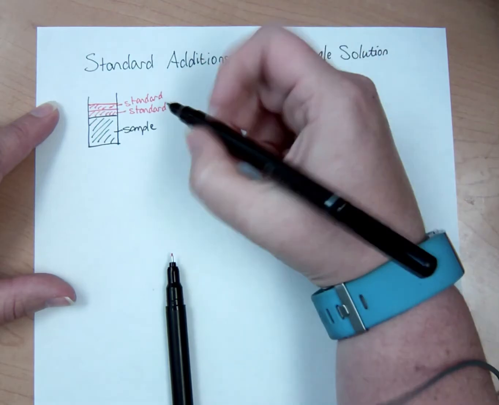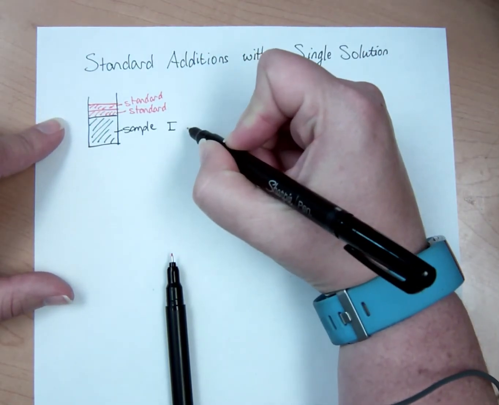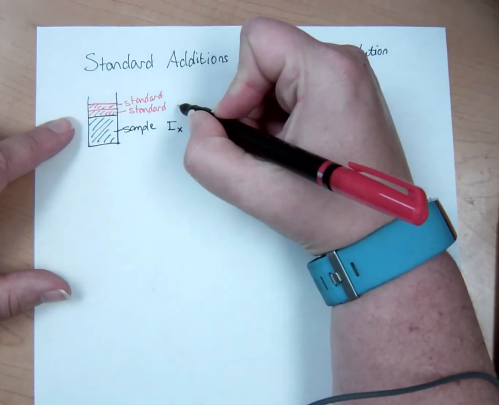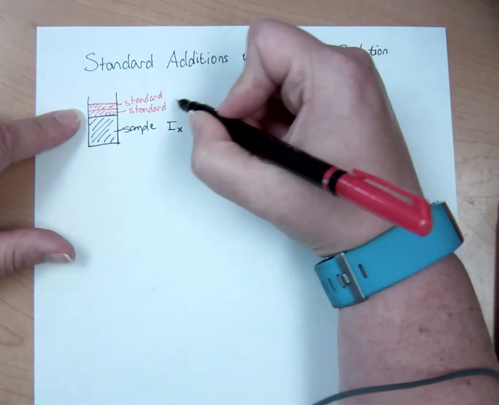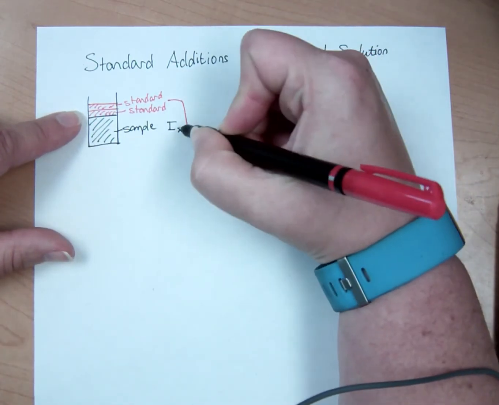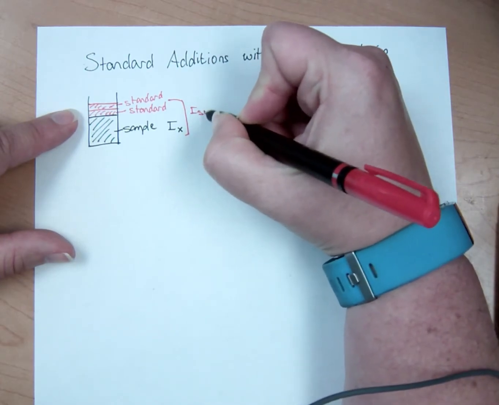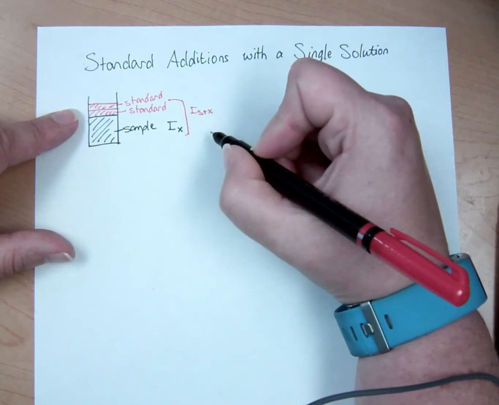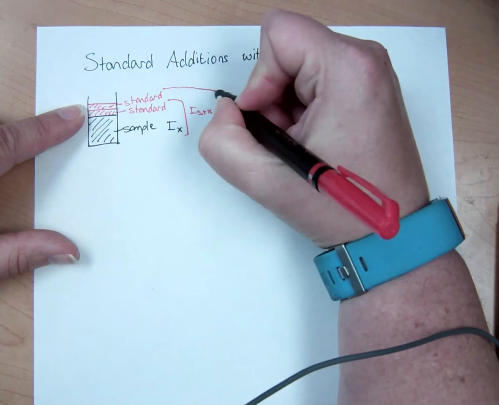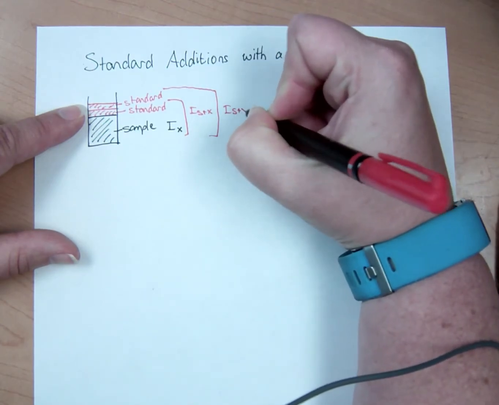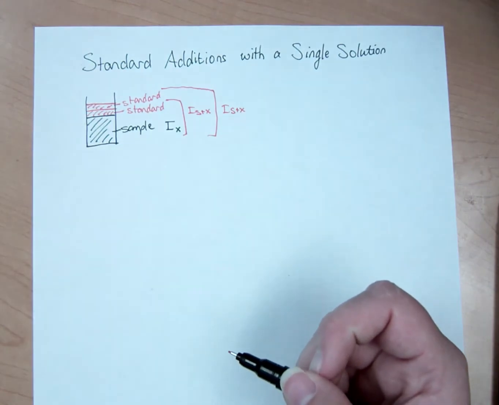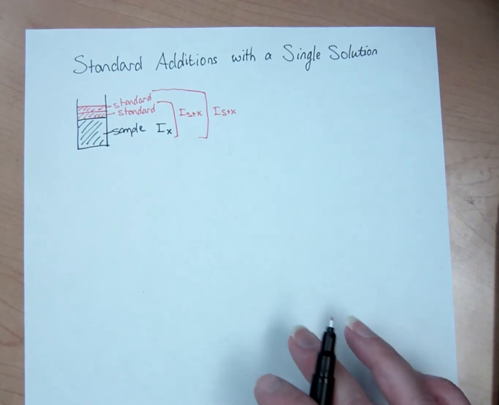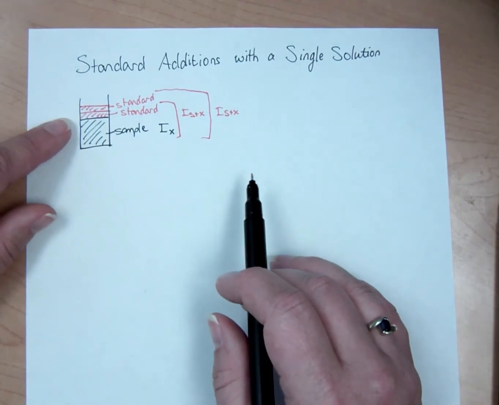We would measure the intensity of the sample initially, and then we would measure the intensity of this sample mixed with standard. We're going to have the standard plus the sample, and we would take that intensity. Then we would add additional standard and take this intensity. Okay, and so along the way, ideally, we would plot just the intensity change as a function of the amount of standard used.